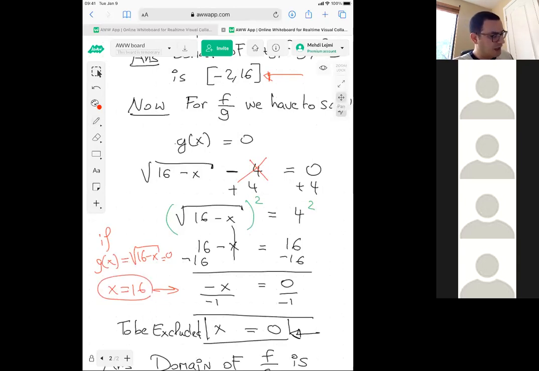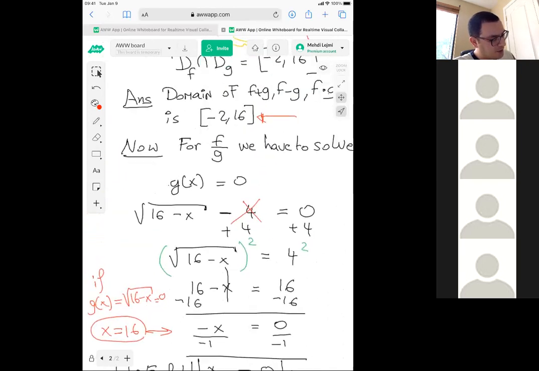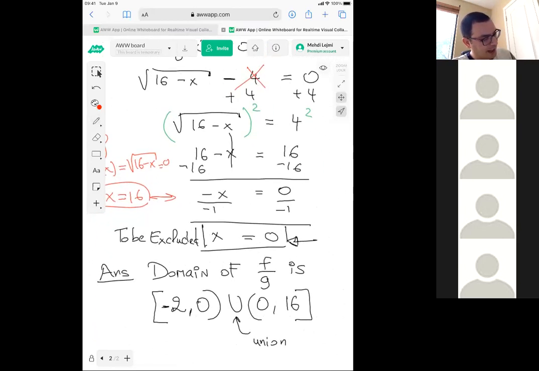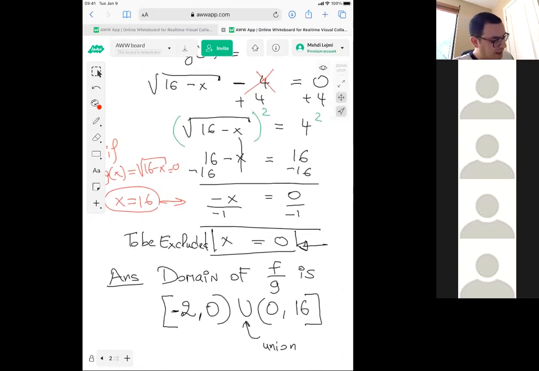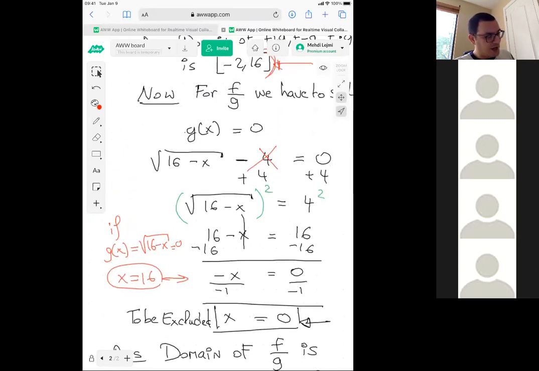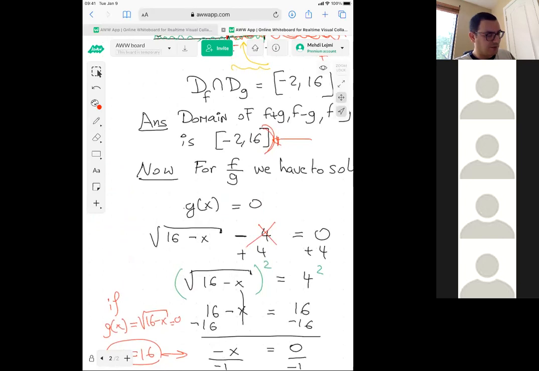Then I would have to exclude the 16, and if I only had to exclude the 16, I would end up with one interval. But here, because of the minus 4, I didn't get 16 as a solution. I got 0, and the 0 is inside the interval. So that's why I have to split my interval into two different intervals, and end up with the union.